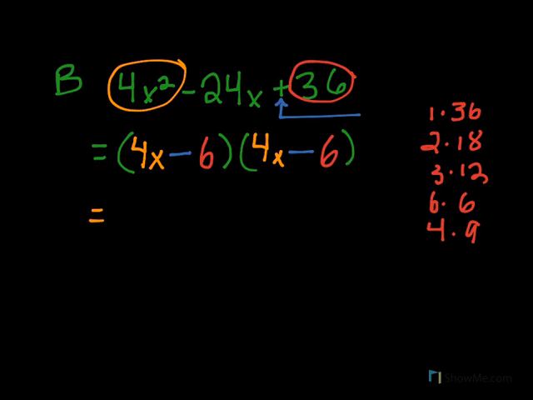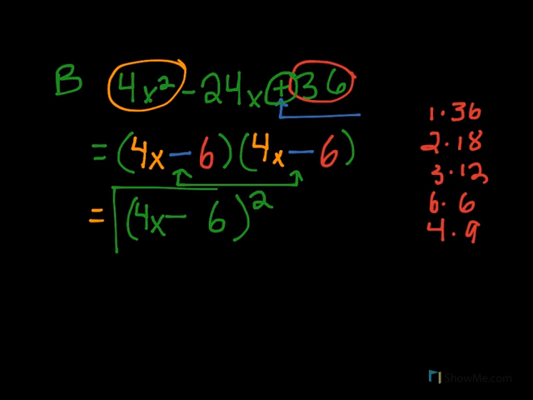Open one parenthesis. The square root of the first one is 2x. The square root of the second one is 6. Then the sign has to be the same in both. If the last sign is not positive, this will not work, because they both have to be the same sign to be the same binomial. They're both minus, so it's minus, and it's going to be squared because it's the same term: 2x minus 6, squared. That is your answer.